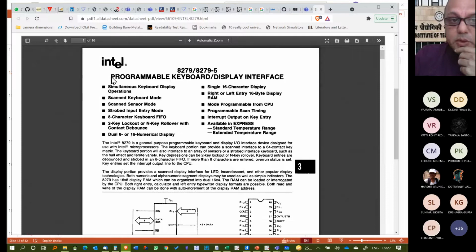It says it is a programmable keyboard/display interface. So this little chip, this 40-pin chip here, not only interfaces the keyboard to the processor, but it also drives a display from the processor. Oh, is it a display like my laptop screen? No, it's not that complicated. It's one of those simple displays. It's a single 16-character display. It's the type of display Professor Dogra will show you when he shows you the 8085 kit, right?